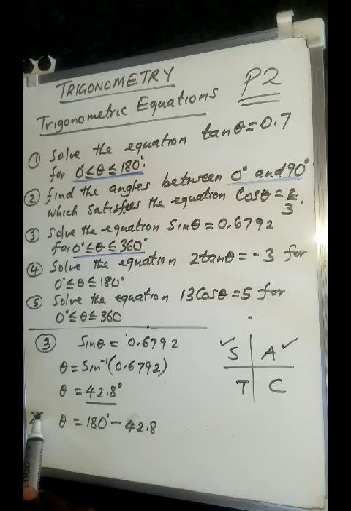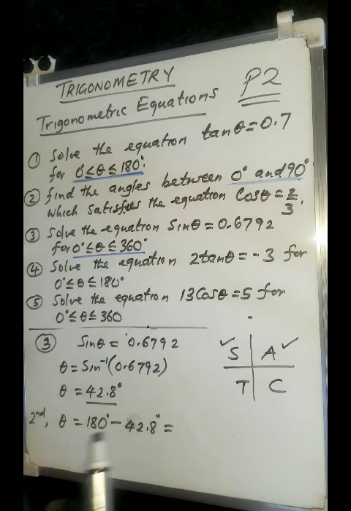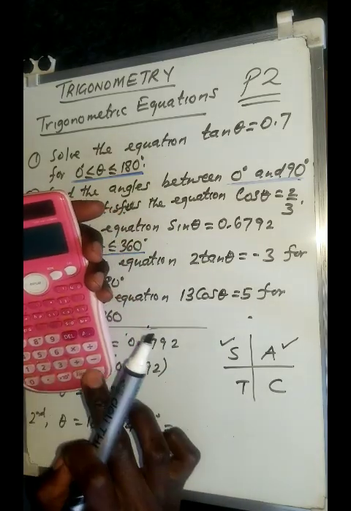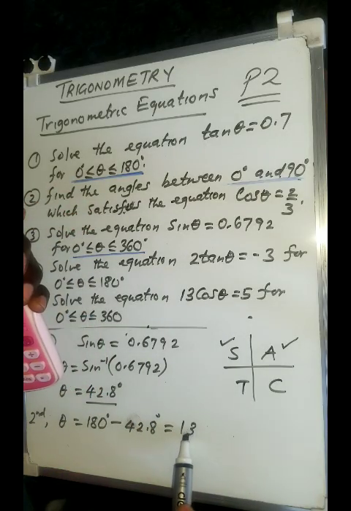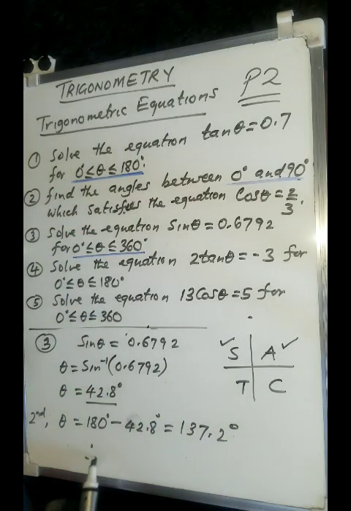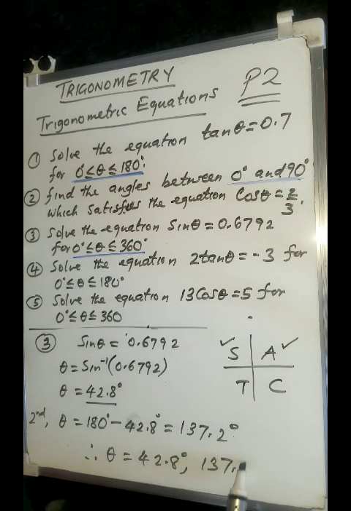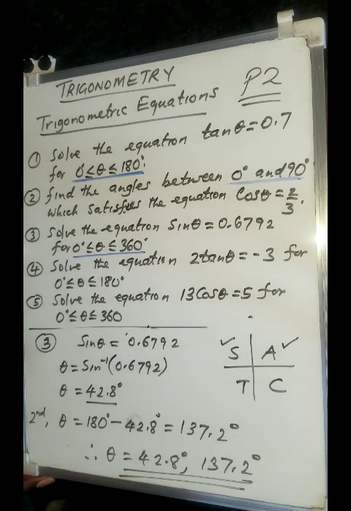That is in the second quadrant there. So what will that give us? It will be 180 minus 42.8, so that is going to give us 137.2 degrees. Therefore, my angles will be in the first quadrant, which was 42.8 degrees, and 137.2 degrees. So these are your solutions that you are getting there.